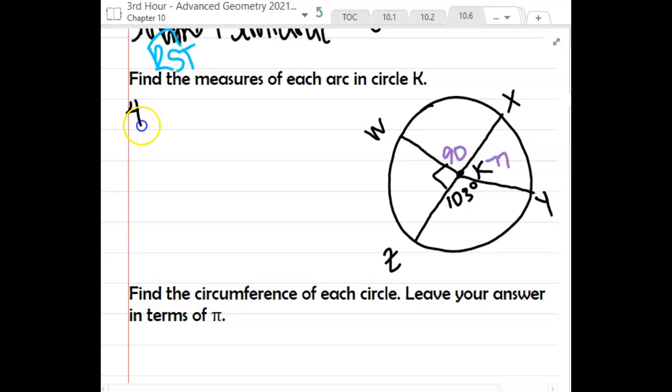Okay, so number 4, we want to find the measure of each arc. So let's find the measure of arc WX. Now remember, the measure of an arc is the same as the measure of the corresponding central angle. So the measure of this arc is going to be the same as the measure of that angle. So what is the measure of my arc?